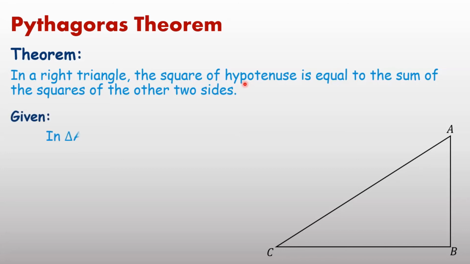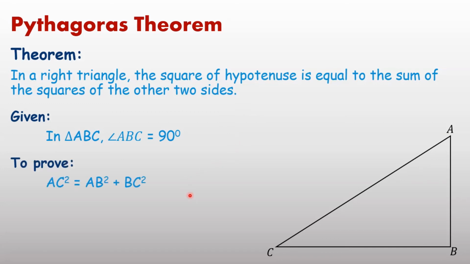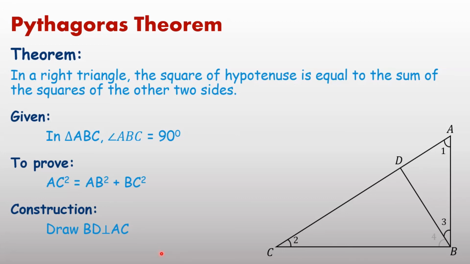It implies the given part we can write as angle B as 90 degrees, and to prove AC square equal to AB square plus BC square. Then construction: draw BD perpendicular to AC. Then proof.